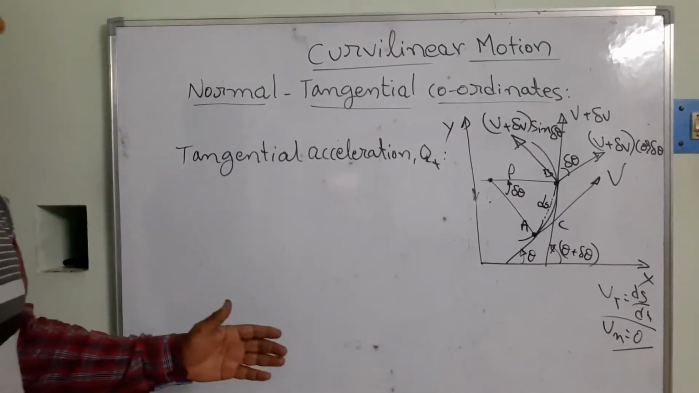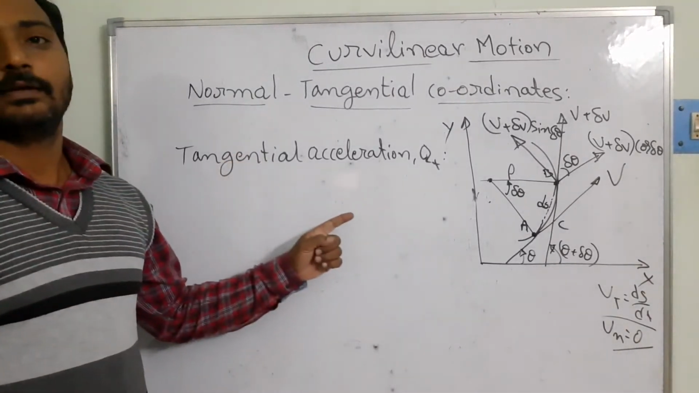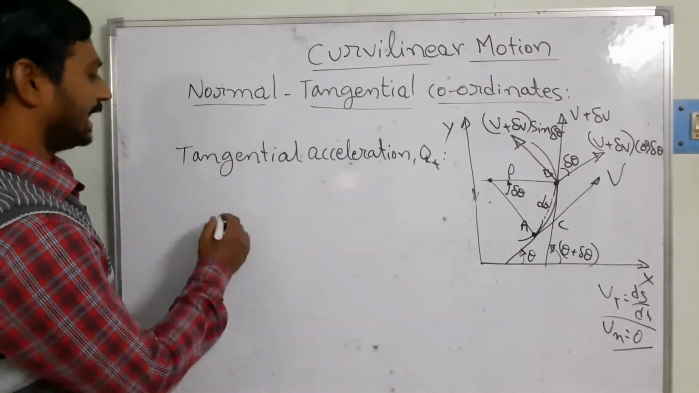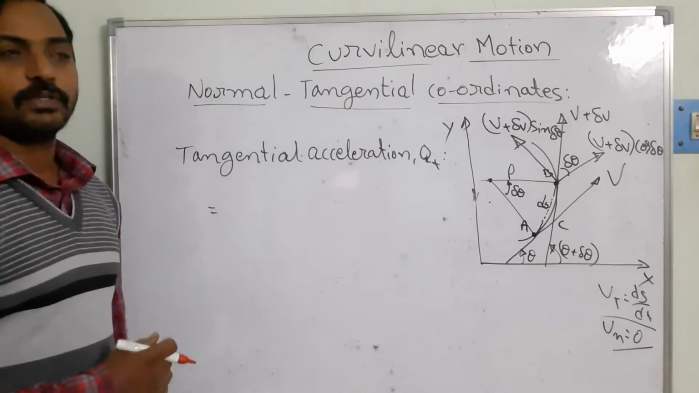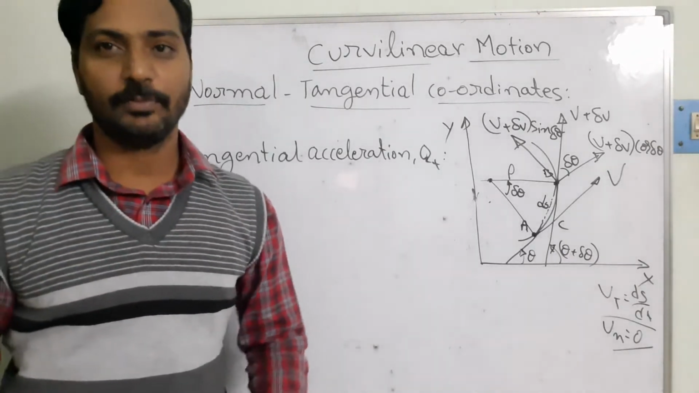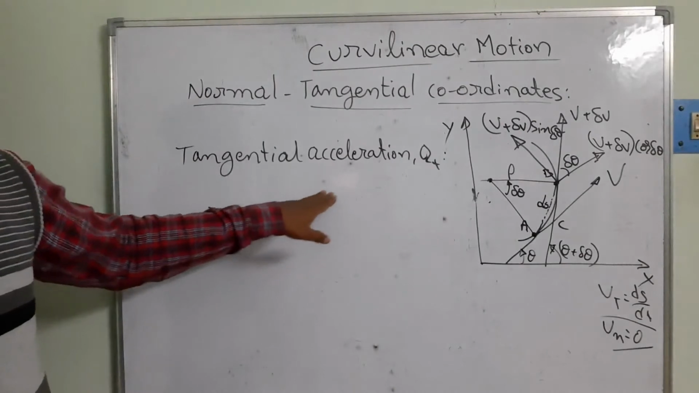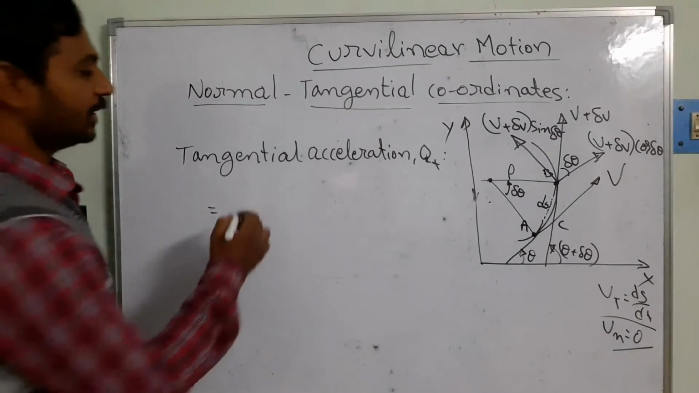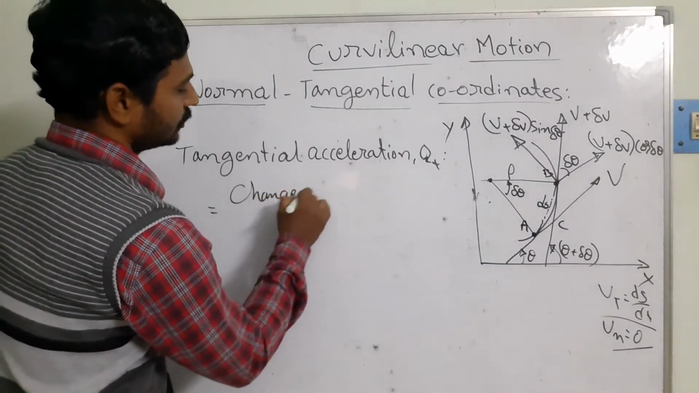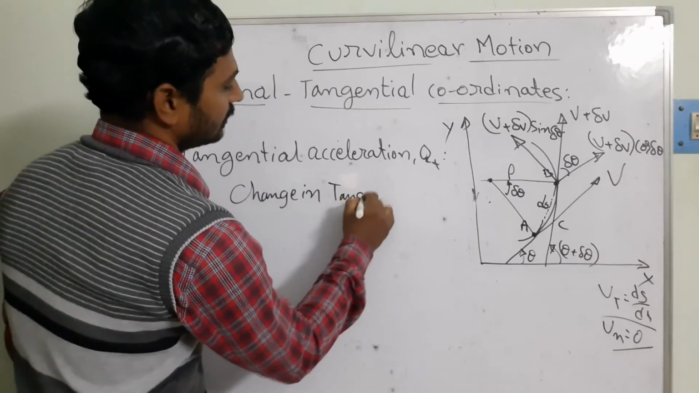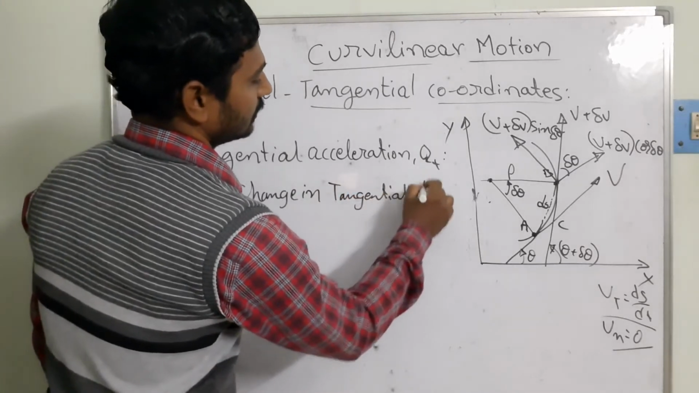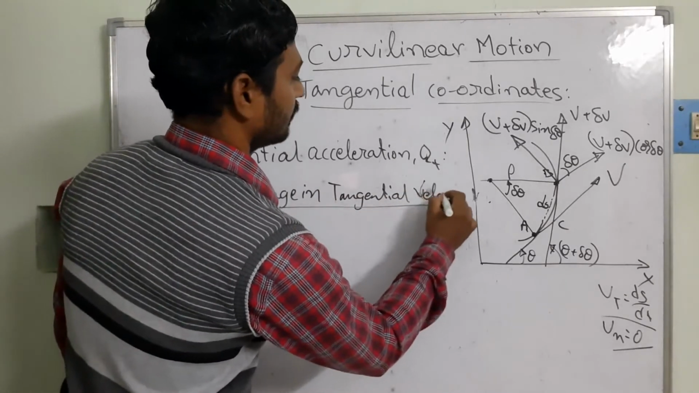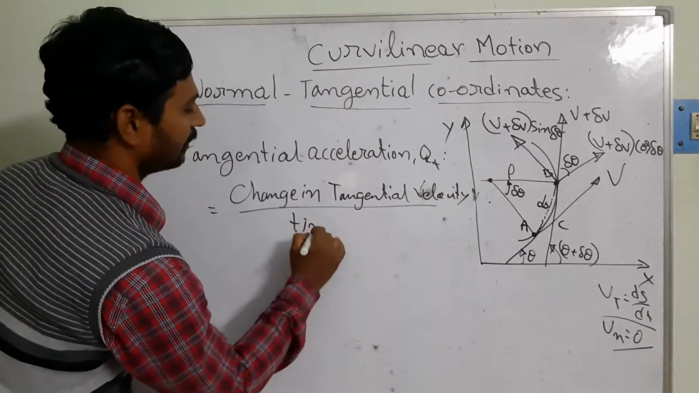Once we have calculated the tangential velocity, we need to calculate the tangential acceleration. As we know, the tangential acceleration is equal to the rate of change of velocity with respect to time. In this case, we are going to take the change in tangential velocity by the time interval.